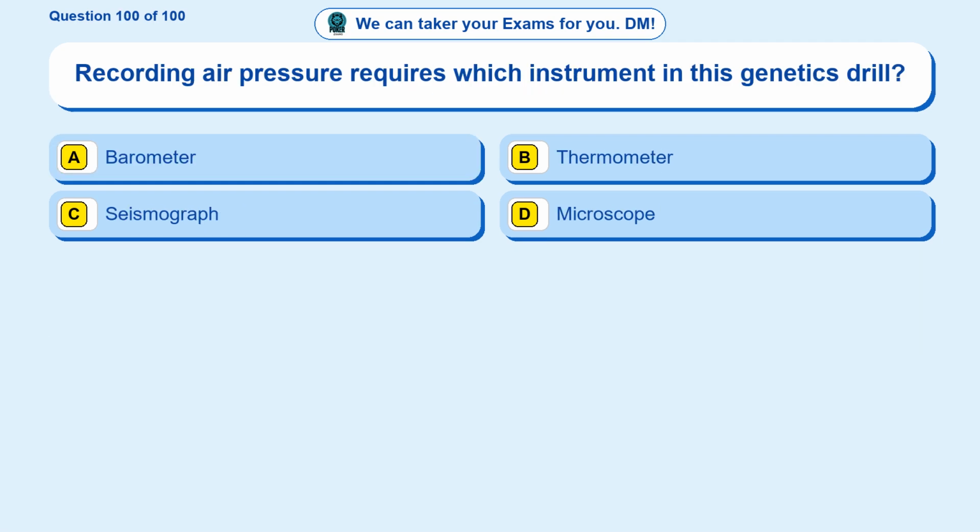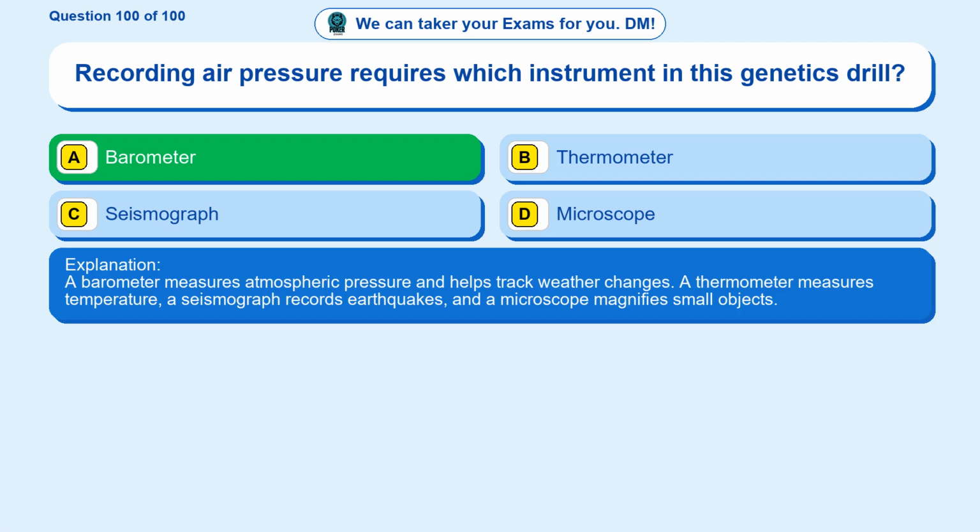Question 100. Recording air pressure requires which instrument in this genetics drill? Option A, barometer. Option B, thermometer. Option C, seismograph. Option D, microscope. The correct answer is option A. Barometer. A barometer measures atmospheric pressure and helps track weather changes. A thermometer measures temperature, a seismograph records earthquakes, and a microscope magnifies small objects.